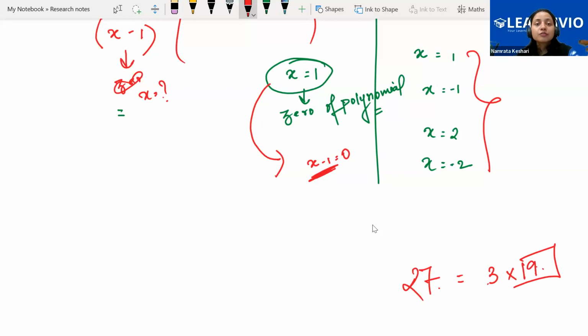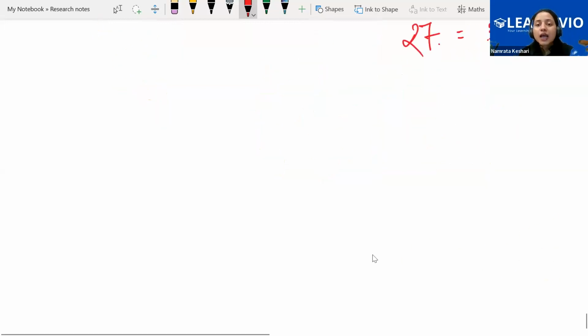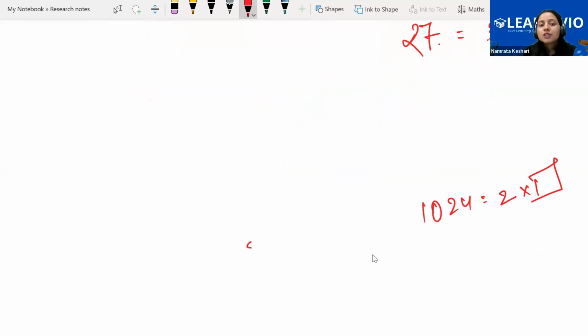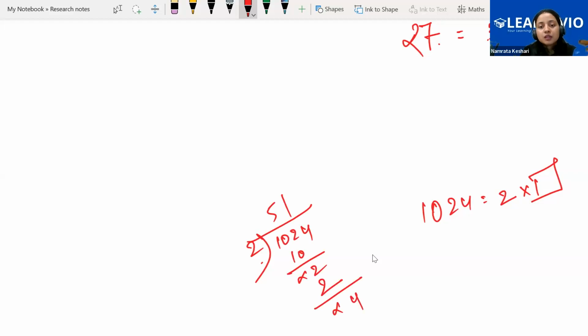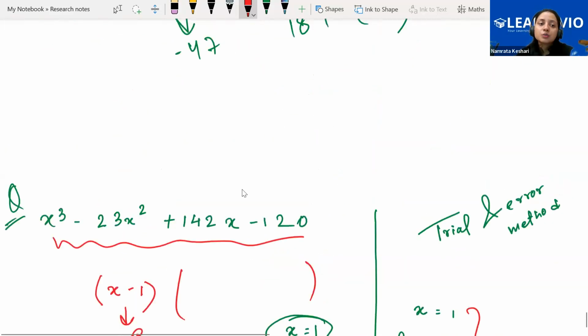If we have such a big number, suppose 1024, and we know one of its factors is 2, what is the other factor? Here it will not be possible to check it like this. We can quickly do the division and then check it. 2 5 times 10, 2 1 times 2, 2 2 times. 2 multiplied with 512 will generate 1024. Yes or no? Yes, ma'am. So here also we will do the division.